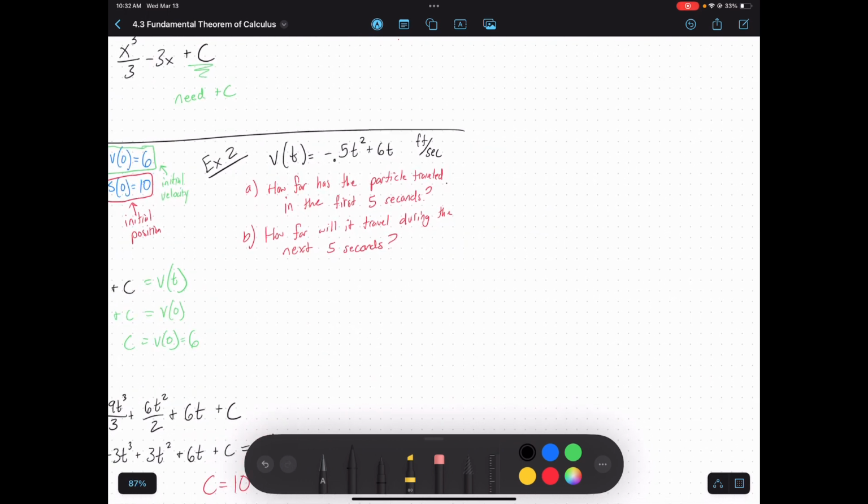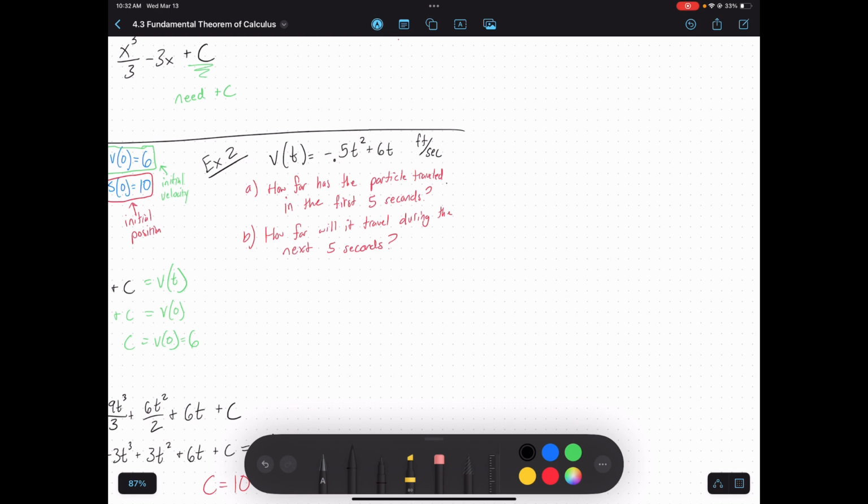What about example 2? Is example 2 going to be the same thing? So here in example 2, I'm given a velocity function, and I'm asked two very specific questions. If this is the velocity of a particle in feet per second, how far has the particle traveled in the first 5 seconds? And then B is similar. How far will it travel during the next 5 seconds? Well, what are your thoughts? Definite integral or indefinite integral?